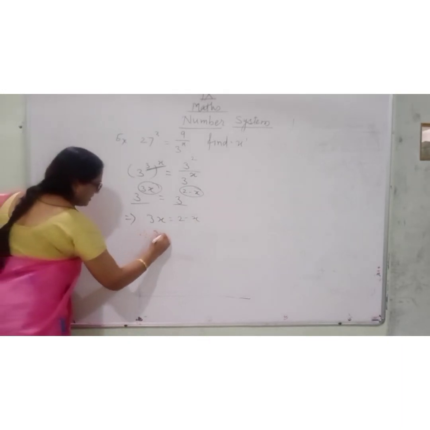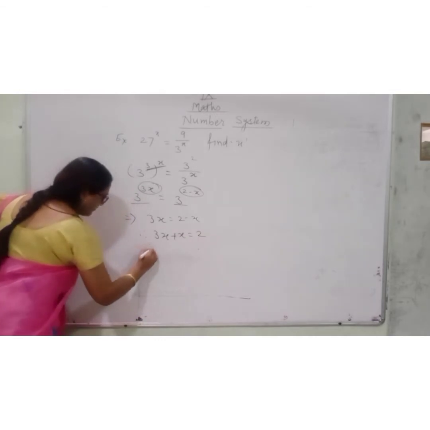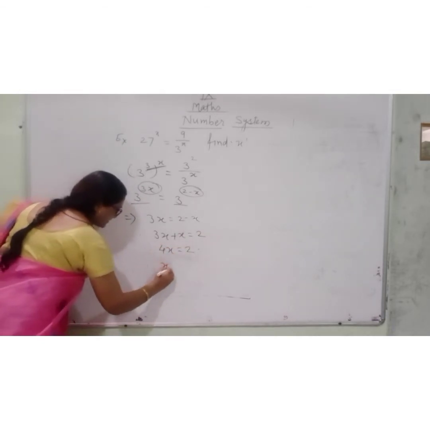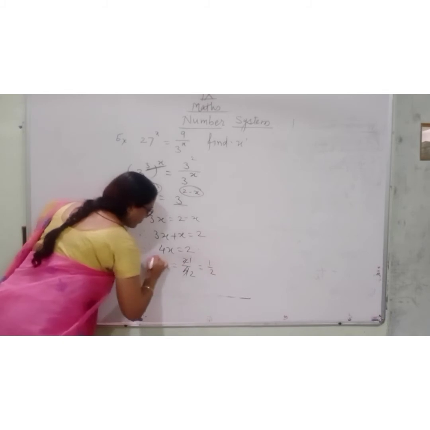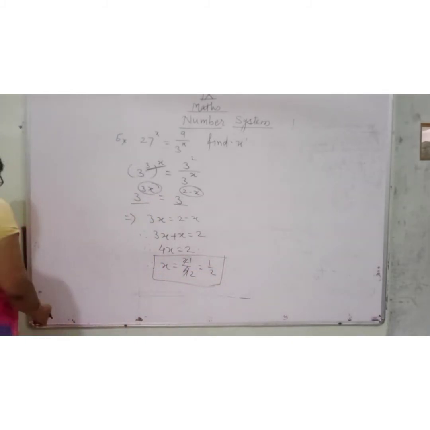Therefore 3x plus x is equal to 2. Therefore 4x is equal to 2. Therefore x is equal to 2 divided by 4. 2 ones are 2, 2 twos are 4, is equal to 1 upon 2. Understood? Next question.